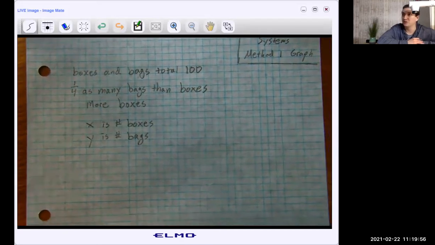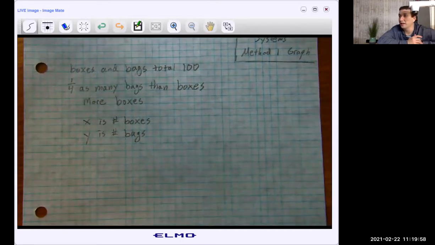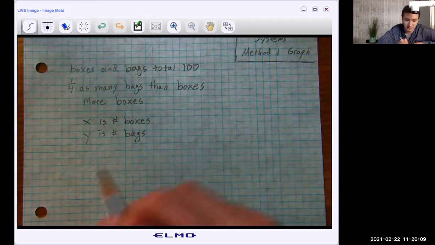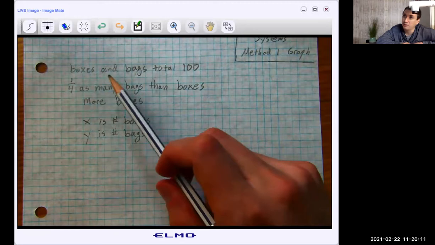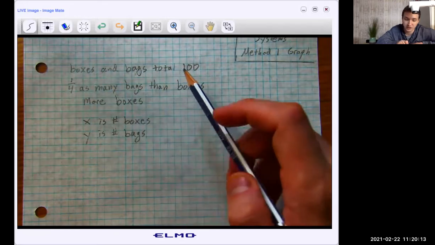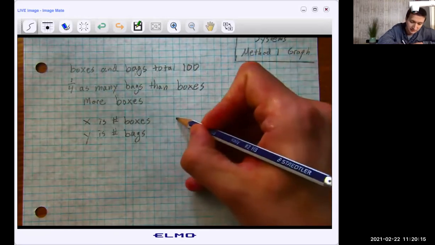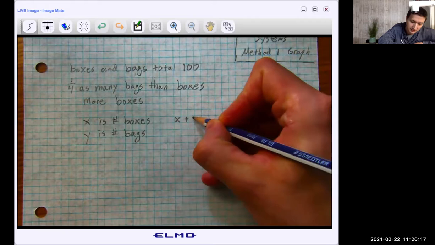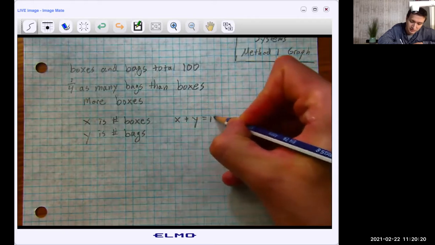And so some people wonder, well, how do you come up with the equation? And that's an important thing, but that's not our purpose today. Our purpose isn't to be able to create equations for these. Our purpose is to be able to solve equations, to be able to solve a system. But here's how I come up with the equation is, well, I look at what I know. The bags and boxes total 100, so that means we add them together. X plus y need to equal 100.